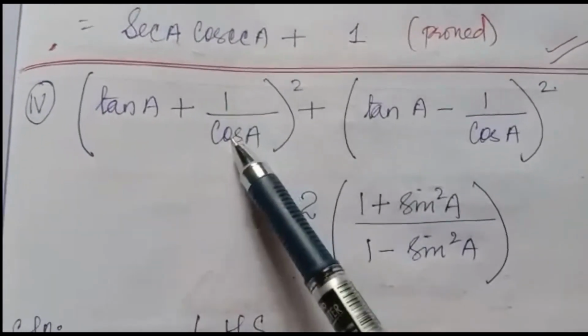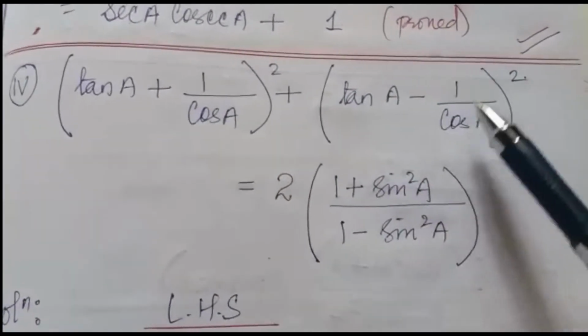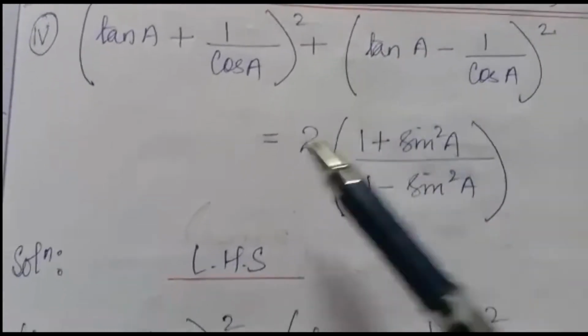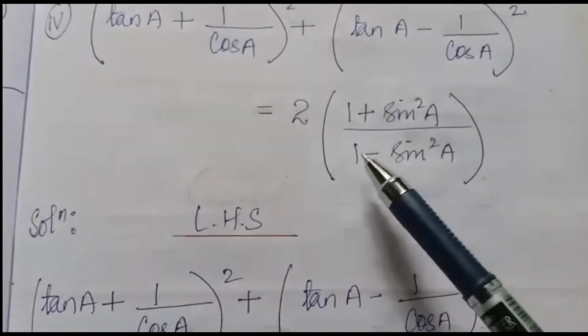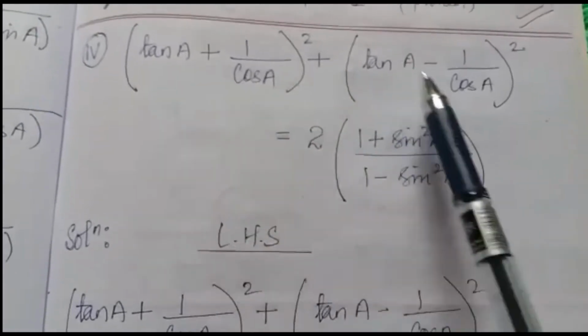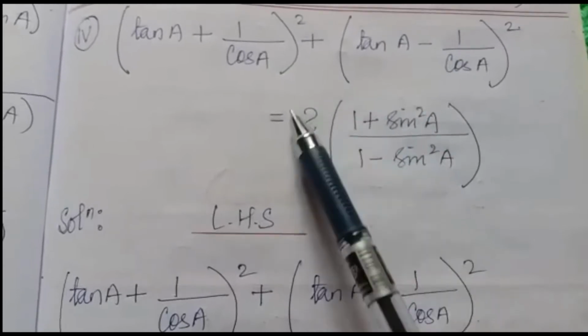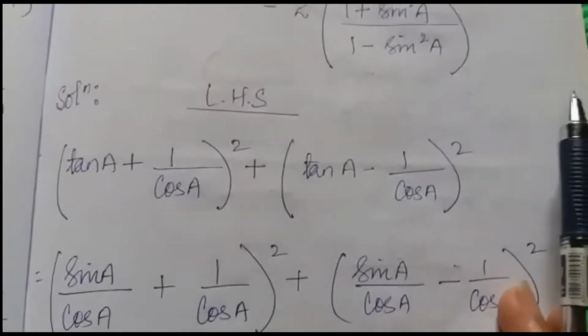(tan A + 1/cos A)² + (tan A − 1/cos A)² = 2(1 + sin²A)/(1 − sin²A). You have to prove this. You have to solve the left hand side and your answer must be this right hand side. First you copy the left hand side.